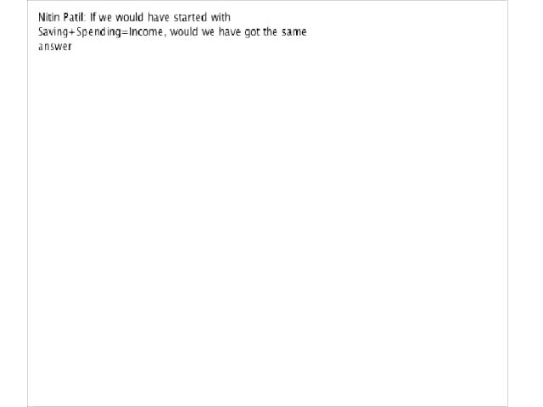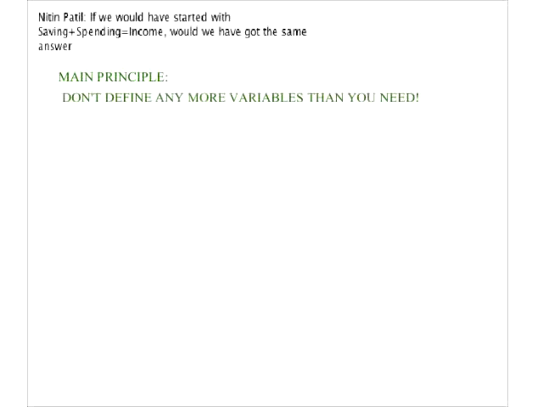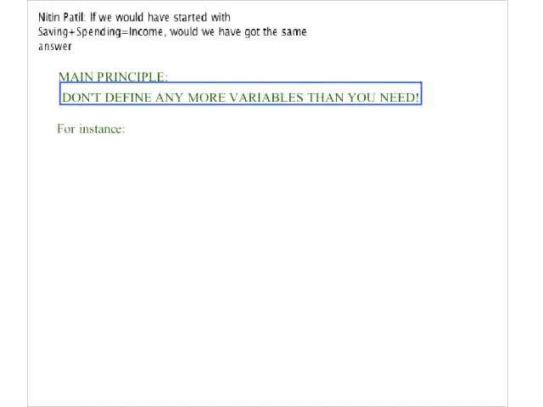We went over this idea in a previous study hall, but it never hurts to repeat. Would we have gotten the same answer? Sure. But the main principle here is: don't define any more variables than you need. If you have a relationship between two or more quantities, you shouldn't need extra variables to start defining them. For instance, if you let X equal the amount saved this year, and Y be the amount spent this year, then total income this year should not be a third letter, like I. It should just be X plus Y.